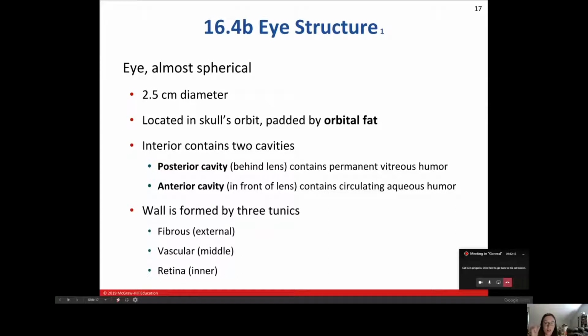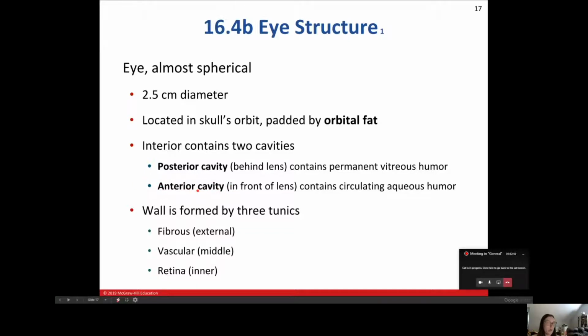So now the structure of the eyeball itself. The eye is almost spherical. It's about 2.5 centimeters in diameter, and it's located in the orbit, padded by this periorbital fat. It's kind of around the eye. It has 2 cavities within the inside of the eye, the posterior cavity, which is everything behind the lens, and the anterior cavity, which is everything in front of the lens. The anterior cavity is then subdivided into anterior and posterior chambers of the anterior cavity, and we'll get to that in a little bit.